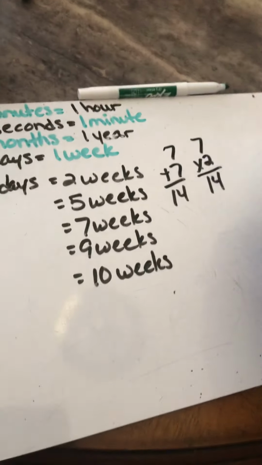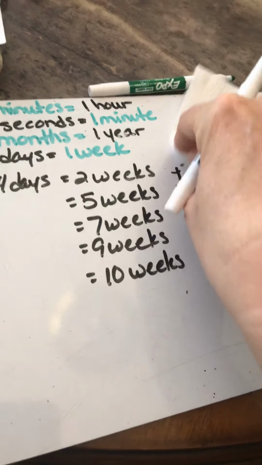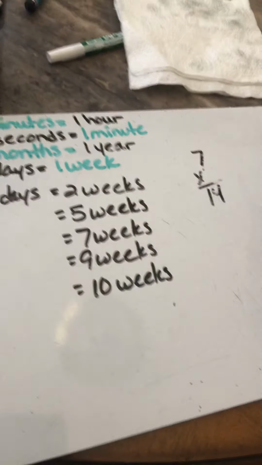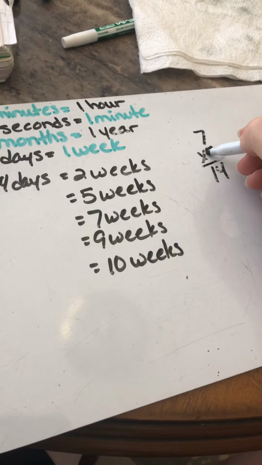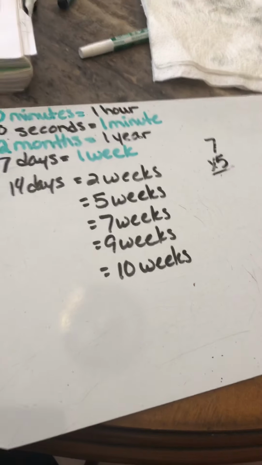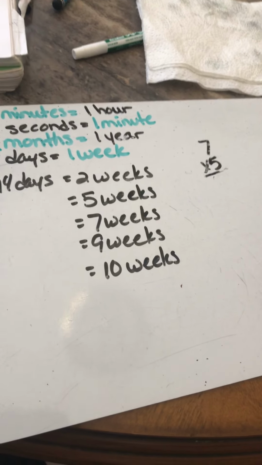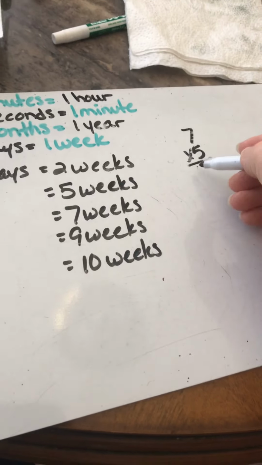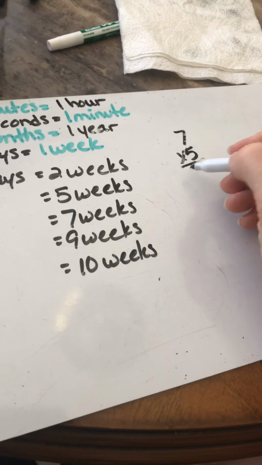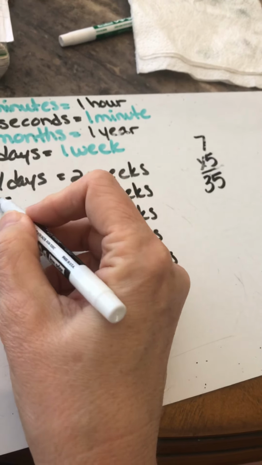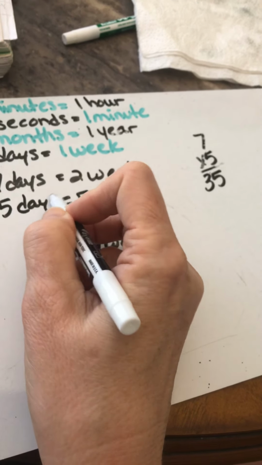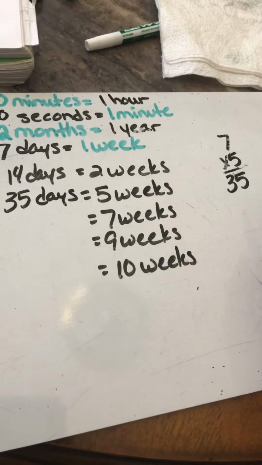Okay, change that up a little, and we're not going to keep adding. How many days are in 5 weeks? 7 times 5. I know I'm using my fingers when I told you not to do that, but that's okay. 7 times 5 equals what? 35. There are 35 days in 5 weeks.